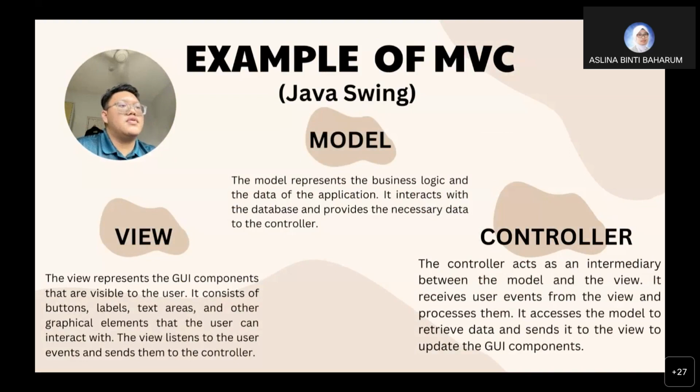The view listens to the user events and sends them to the controller. The model represents the business logic and the data of the application. It interacts with the database and provides the necessary data to the controller. Last, the controller. The controller acts as an intermediary between the model and the view. It receives user events from the view and processes them. It accesses the model to retrieve data and sends it to the view to update the GUI components.